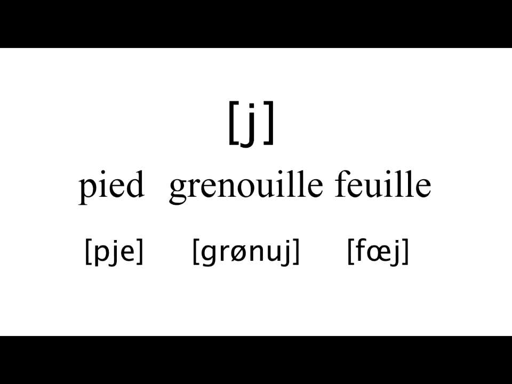We now move on to the semivowels. There are 3 used in French. Looking like a J, the first is a sound y, as in yes. It can come at the start of a vowel, as in pied, or at the end, making a kind of diphthong, as in grenouille or feuille.